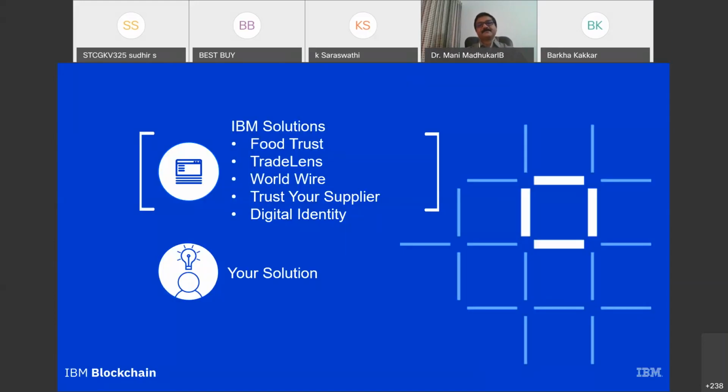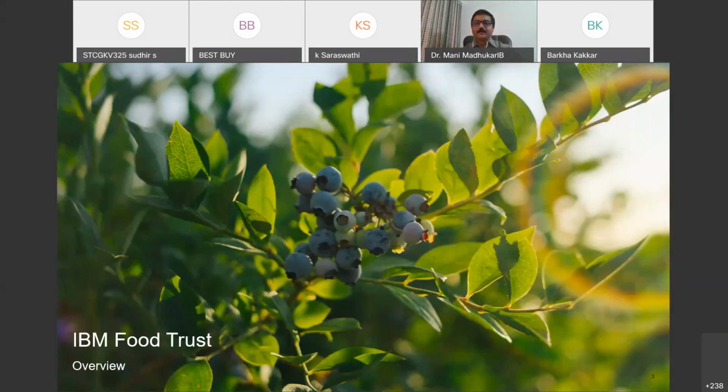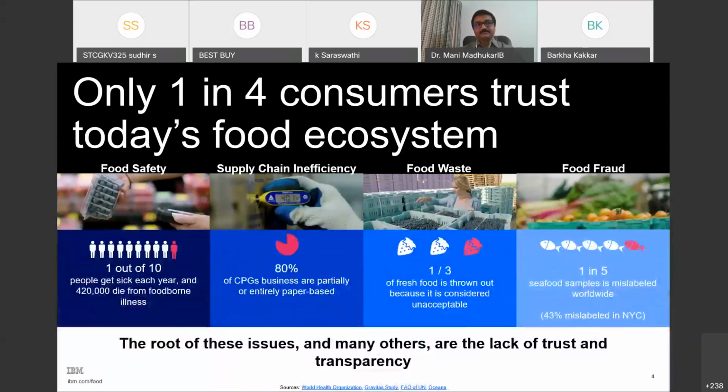Okay, so first is the food trust system. Okay, this is one of my favorite live solutions which is out there in the market. Now, each time when you go out and you buy something from the food store, maybe a vegetable or maybe a fruit or maybe a fish or whatever non-vegetarian case you are a consumer of it, you could never ensure the freshness or the quality of the product, right? You will only be able to believe what the seller is saying.